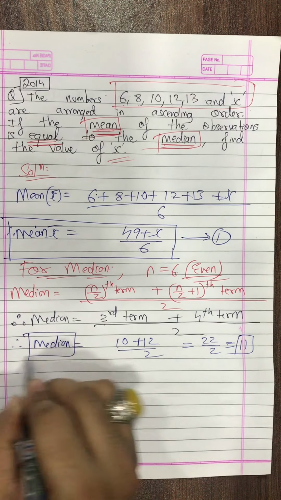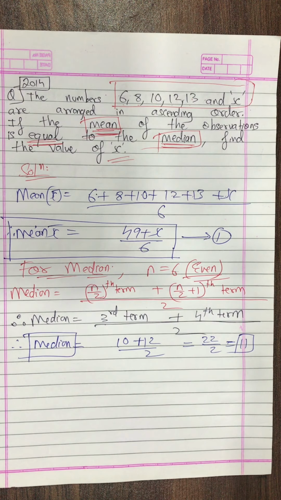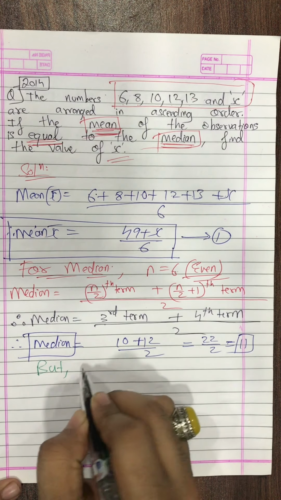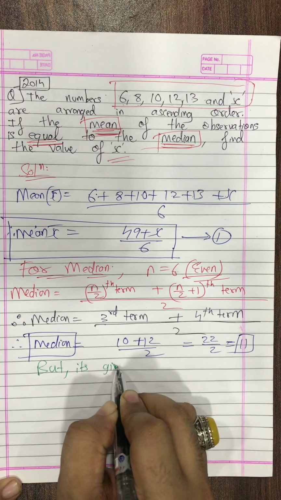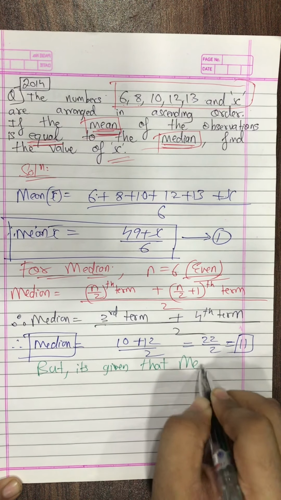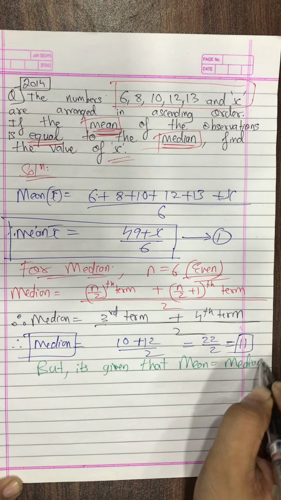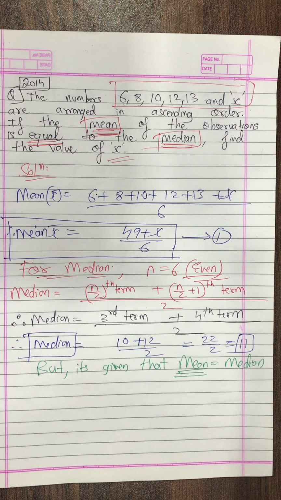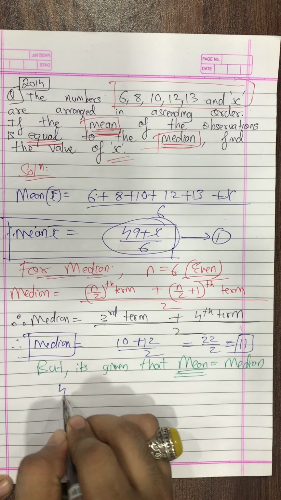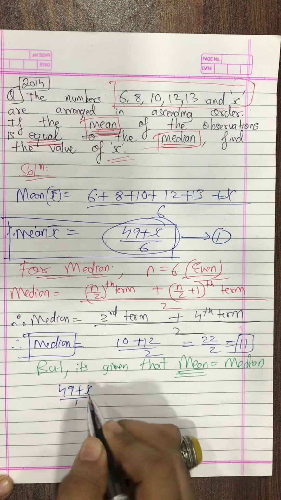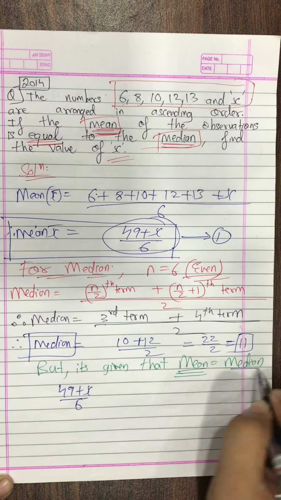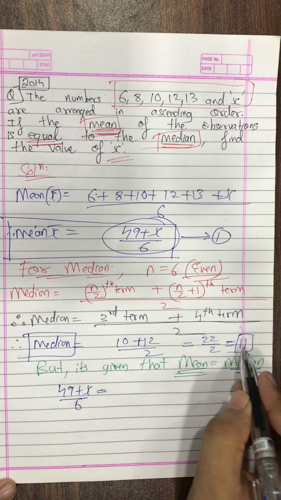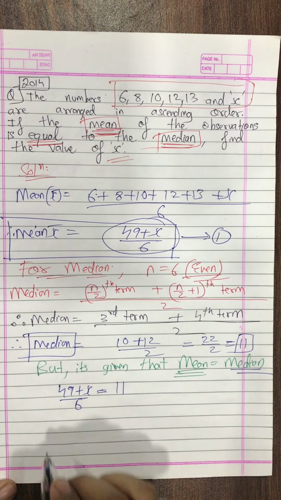So students, we got to know that our median is 11, but it's given to us in the question that mean is equal to median. What was the value of mean which we derived? The value of mean we already found out. It's 49 plus x, the whole upon 6. Mean is equal to median, and median just now we achieved is 11. That's it, students, we are done with the question.